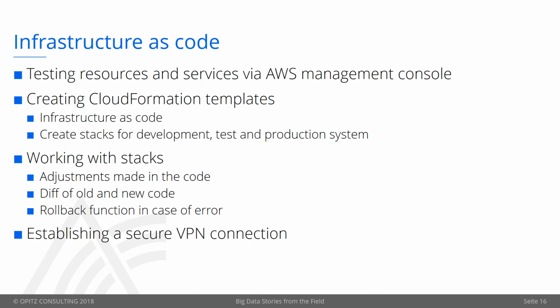Further, the stacks can be updated and replicated more easily. The changes for each task are made in the template code. CloudFormation recognizes the differences between the old and the new code while generating the change set. In case of error, the rollback function will erase all changes. To achieve a secure connection between the created VPC and the on-prem system, we established a VPN.